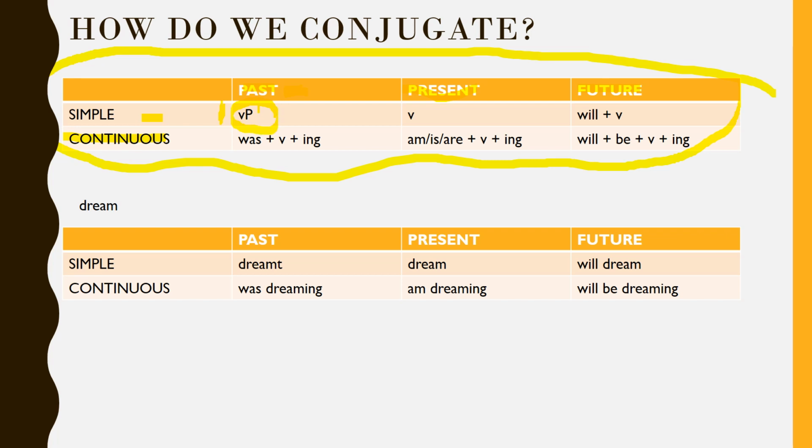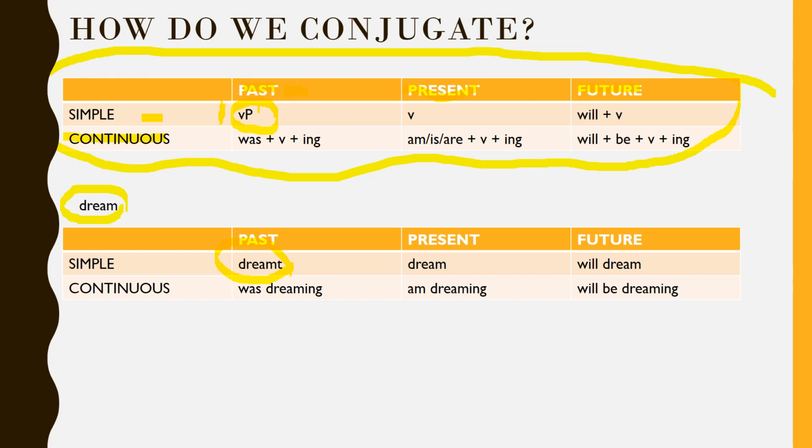So V just means the verb, and past means the verb past. Now this is going to become very important when we start working with past participles. But the verb past, and if we look at the example, the verb past of dream is dreamt. Now this is a regular verb. You can also say dreamed, but I prefer dreamt. Okay, dreamt, that's the verb past.